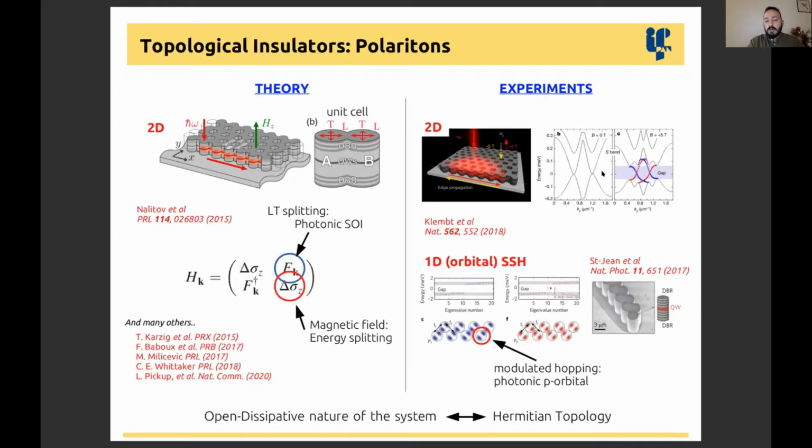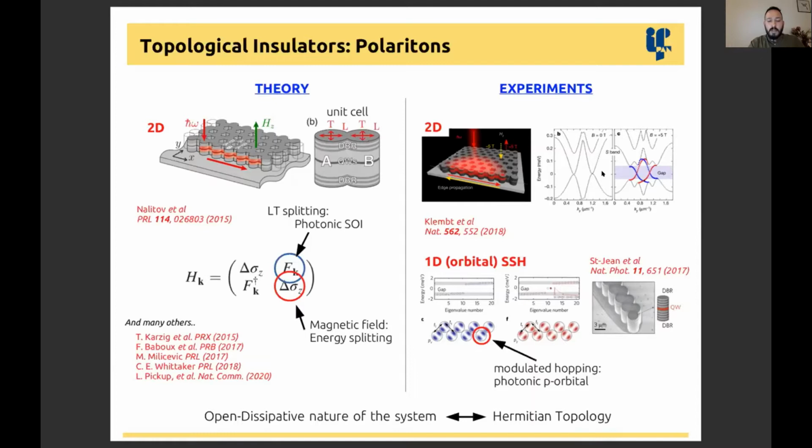An orbital version of the SSH model has also been investigated by Jacqueline Bloch's group a few years ago, and there, by playing with the photonic p orbitals, they can stagger the intercell hoppings and move from topological to trivial. Now, all these works, together with many others, are of course groundbreaking, but actually the topology which is investigated is of a Hermitian nature.